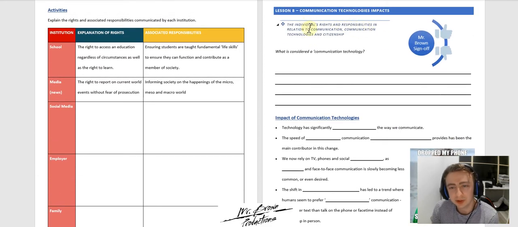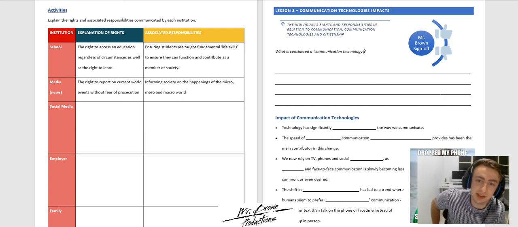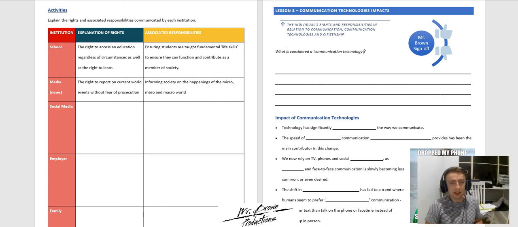So our dot point for today is the individual's rights and responsibilities in relation to communication technologies and citizenship. So this is our main focus here on communication technology. So I want you to tell me what is considered a communication technology. So you're very familiar with the concept of technology, but as I said, there are some examples there that we can look at about phones, social media, the internet, etc.